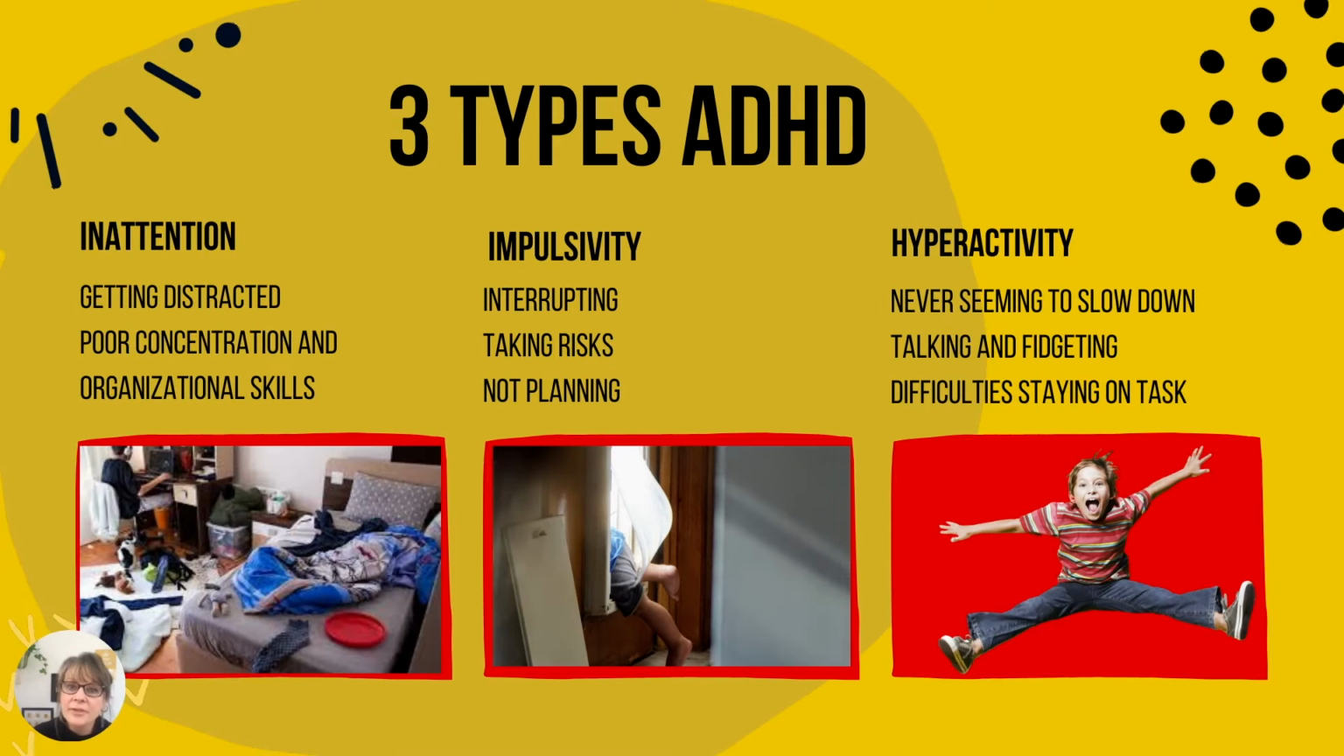There's basically three types of ADHD: inattention, impulsivity, and hyperactivity. Inattention is where you get easily distracted, with poor concentration and organizational skills. Impulsivity is when you interrupt a lot and take a lot of risks without much planning. Hyperactivity is when you can never seem to slow down, with lots of talking and fidgeting, and difficulty staying on task.